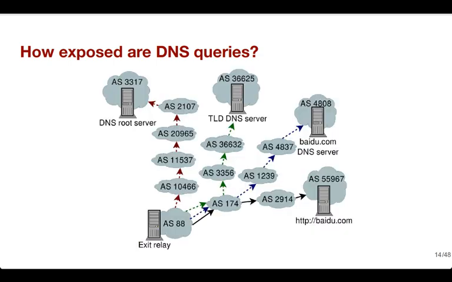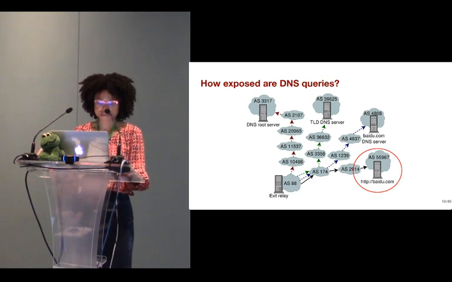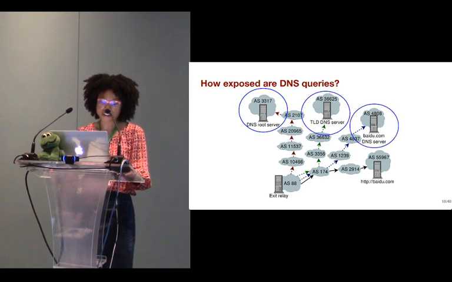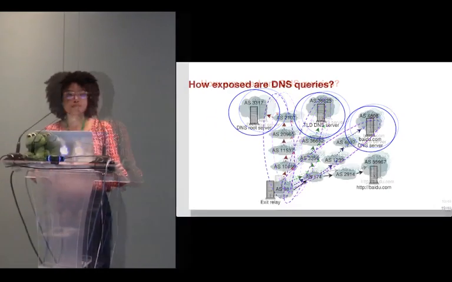Here's a visualization of what I mean, and we'll go through this together. We had a computer in AS88, which is Princeton University, and from that computer, we fetched the website Baidu.com. Before fetching that website, we needed to resolve the domain name. Our computer ran its own DNS resolver, which means that it did iterative domain name resolution, starting from the DNS root server, and then making its way down the DNS delegation path. Here we show all the ASs that were traversed as part of this process.